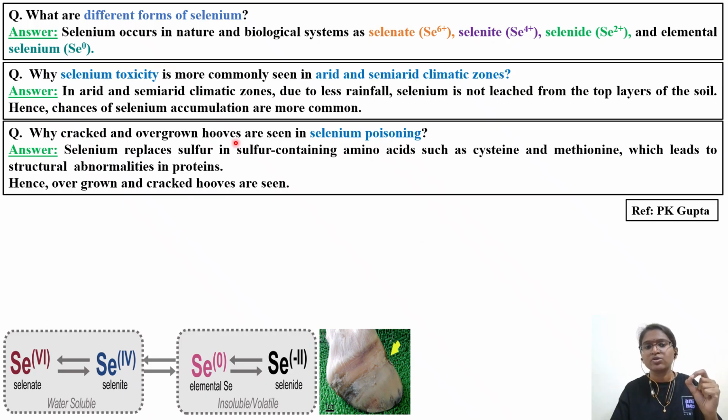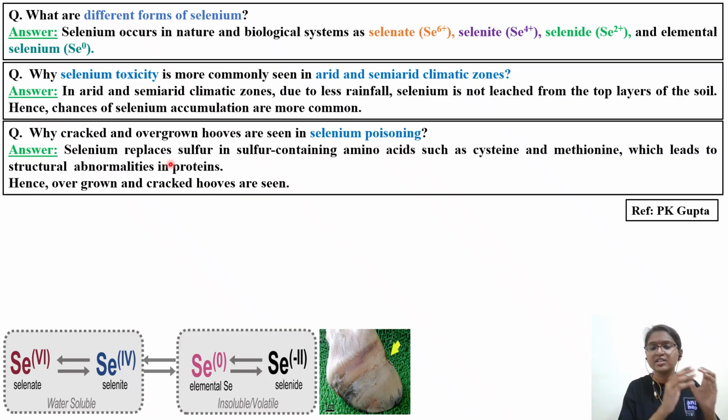Why are cracked and overgrown hooves seen in the case of selenium poisoning? This is also a very important question they will ask you. Selenium replaces sulfur in sulfur-containing amino acids such as cysteine and methionine. What is happening in metabolism is that naturally these are two amino acids, cysteine and methionine, but selenium is structurally similar to them.